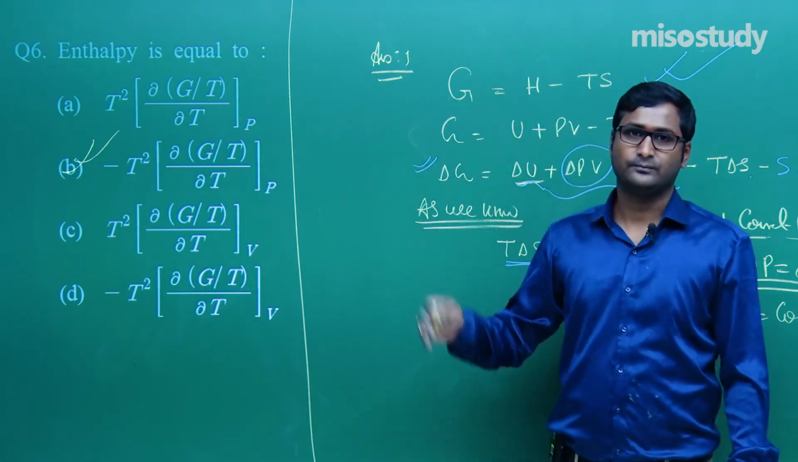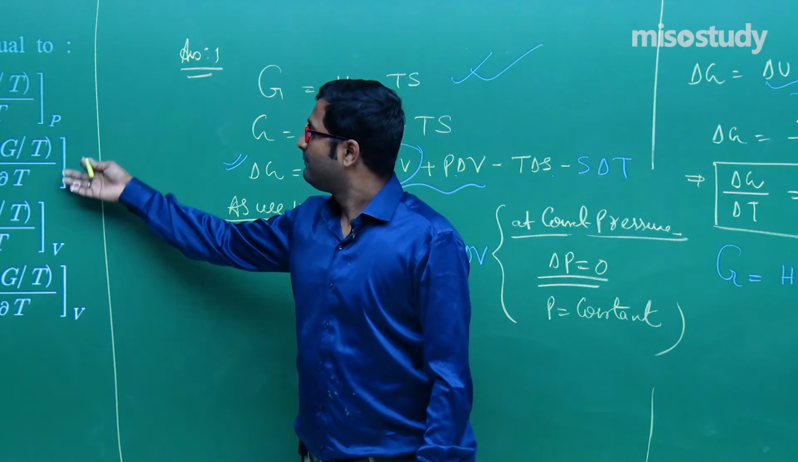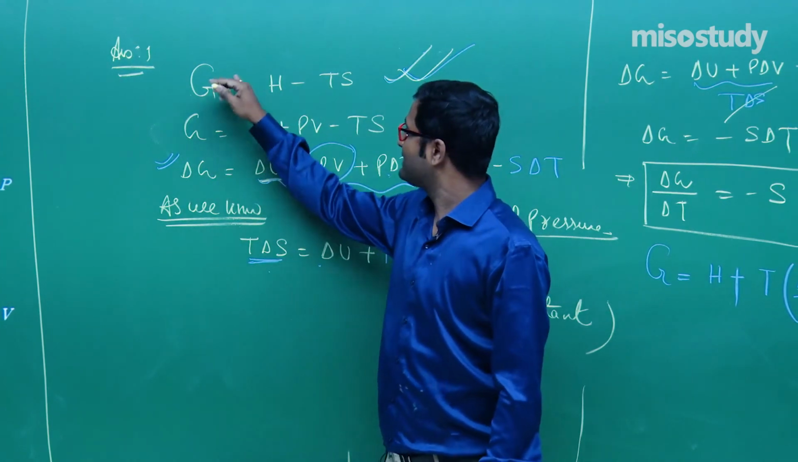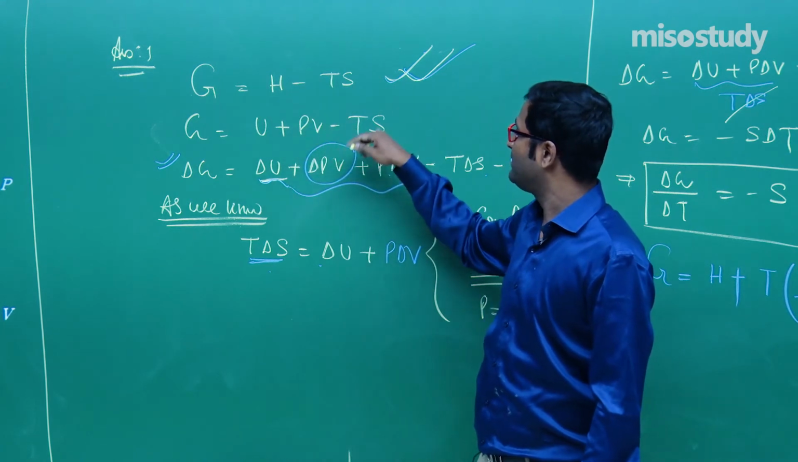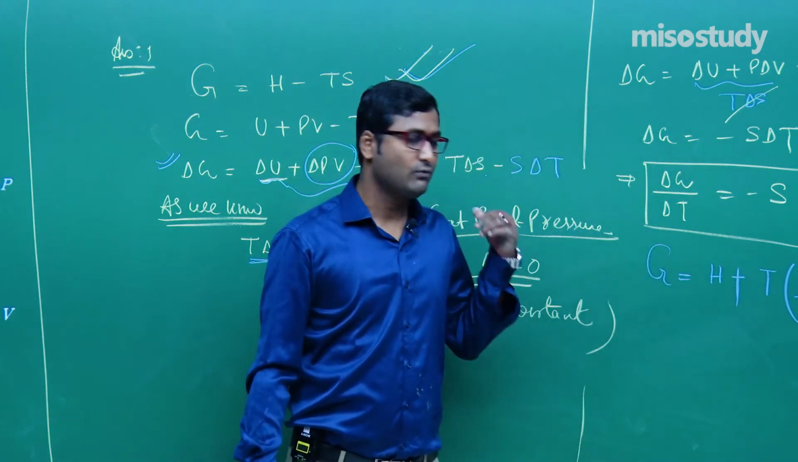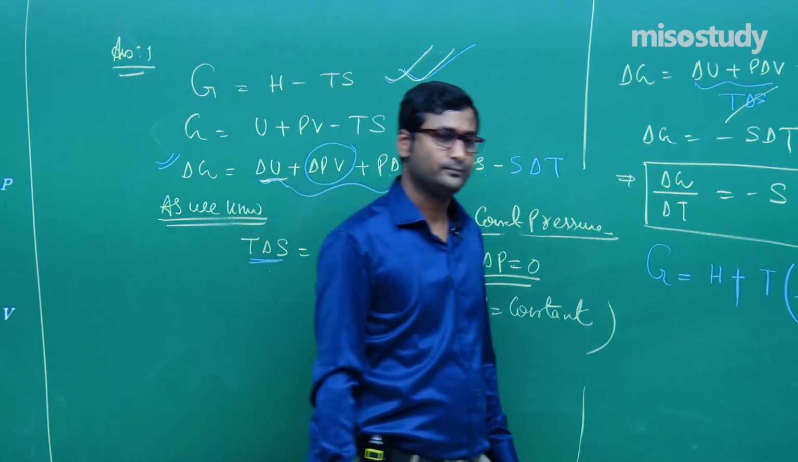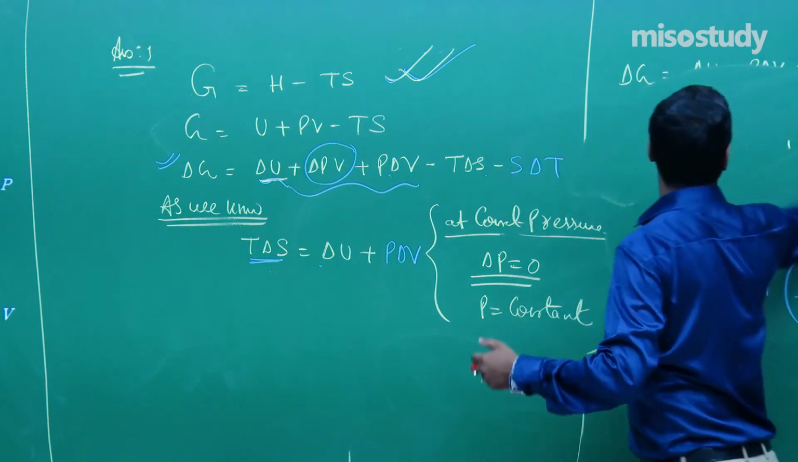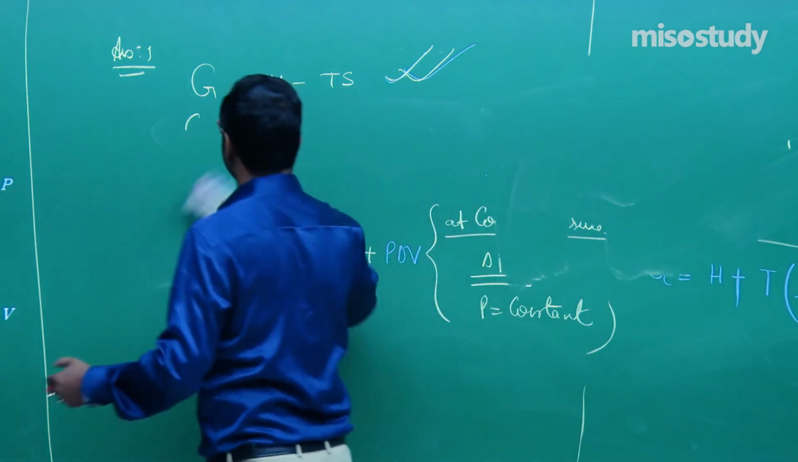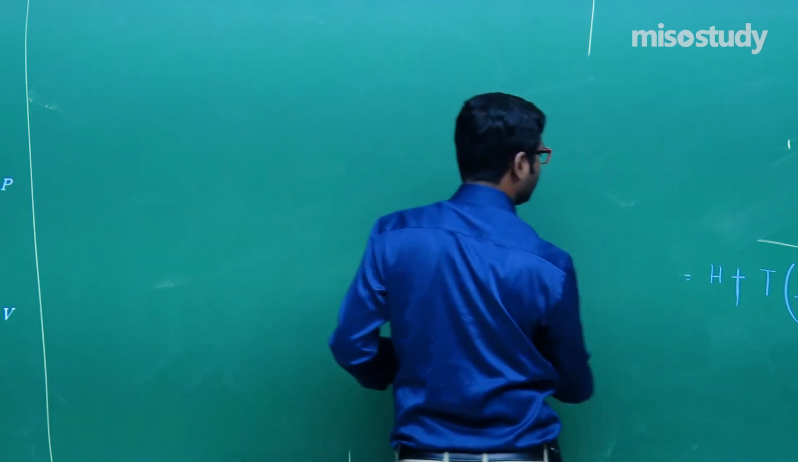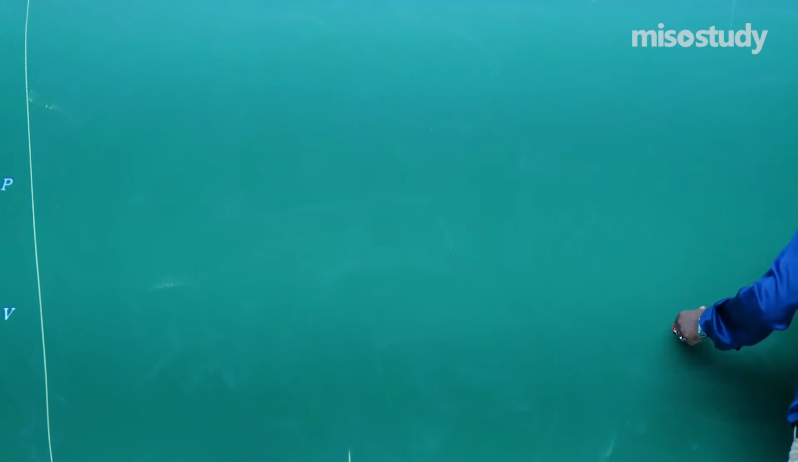Check this question, that is minus T square. G is equal to H minus TS, G is equal to U plus PV minus TS, delta G is equal to delta U plus delta PV. I am giving you a few seconds to note it down. I think, friend, you have noted it down. If you have any doubt, you can easily ask me. Let's move to the next question. What is the next question? Check these things clearly. You will get the answer so easily. Wait for a moment.